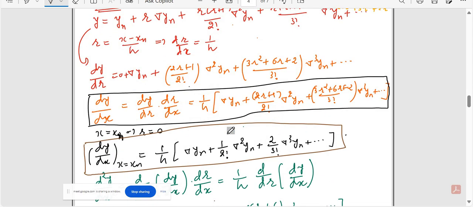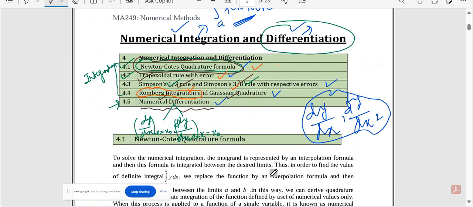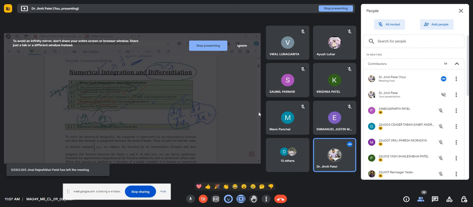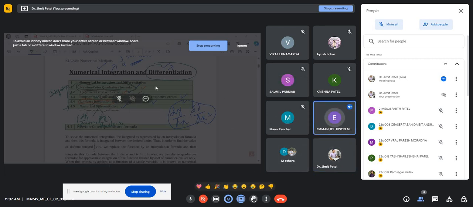So any question, any doubt? Anybody in today's class? I want confirmation from all the students. Please confirm yourself. What about others? Justin, Ayush? All is good, sir. No problem. Okay, so we stop here.